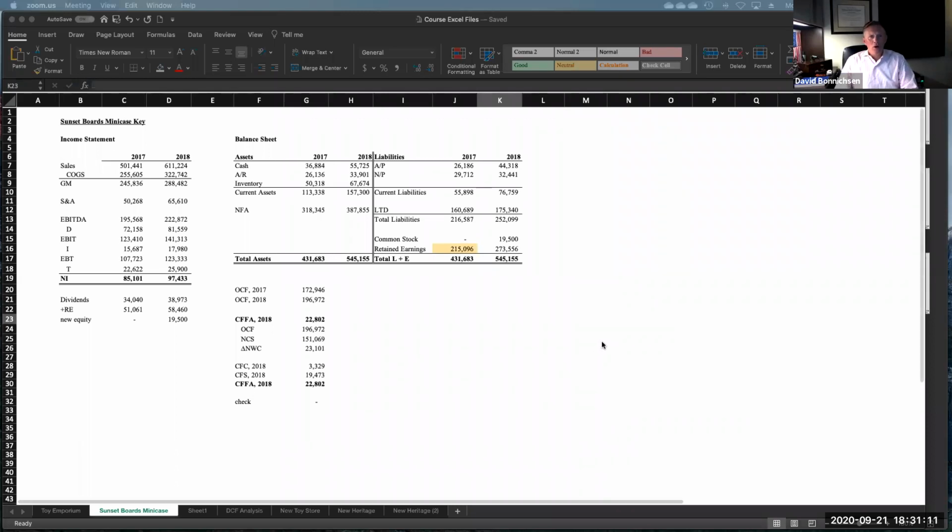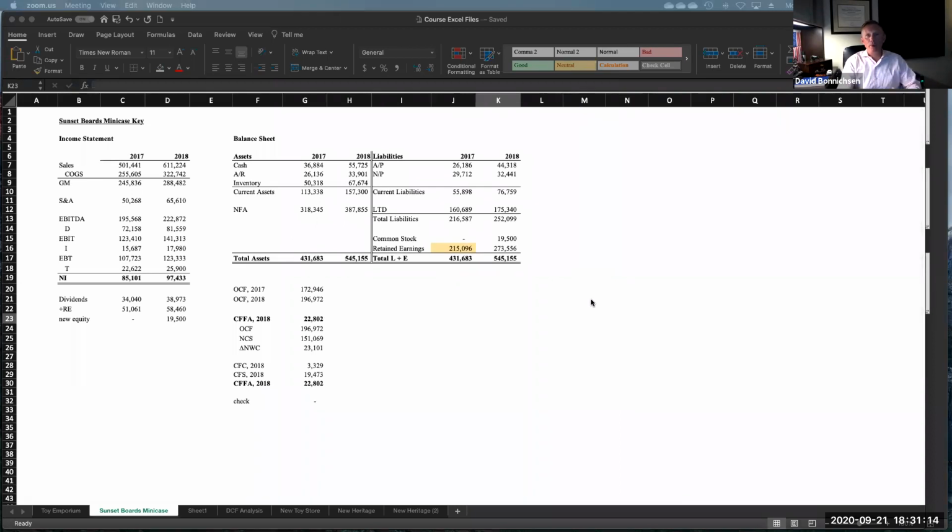So Sunset Boards gave you a bunch of information, and it wasn't in any particular order, just thrown at you, and you had to figure out what was an income statement item and what was a balance sheet item. When we get to the midterm, that's pretty much how it's going to look. I'm not going to tell you what's an income statement item or a balance sheet item. I'm just going to throw a bunch of information at you, just like this mini case did, and then you're going to have to parse out which line item goes to which financial statement.